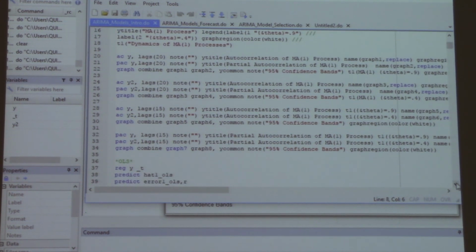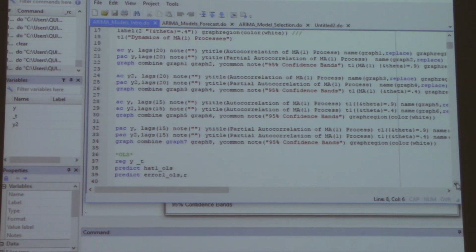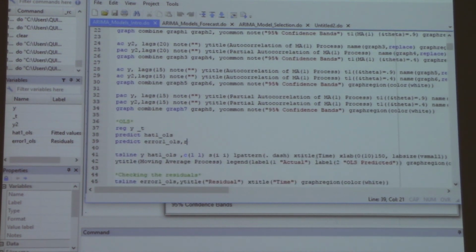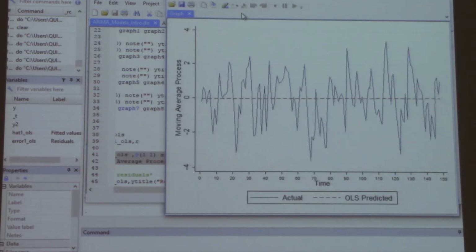All right, so let's try to model that process. I'm going to regress Y on time. I'm going to predict the values, and I'm going to save the residuals. Remember the option R is to save the residuals. So let's see how good ordinary least squares is at modeling a moving average process.